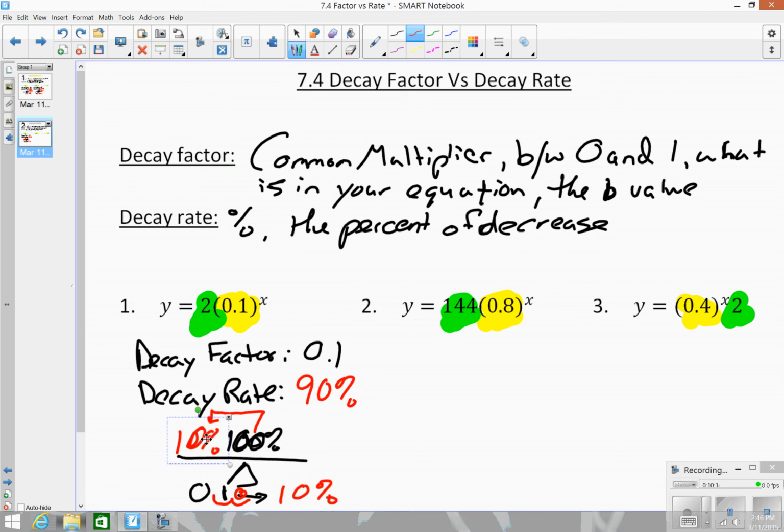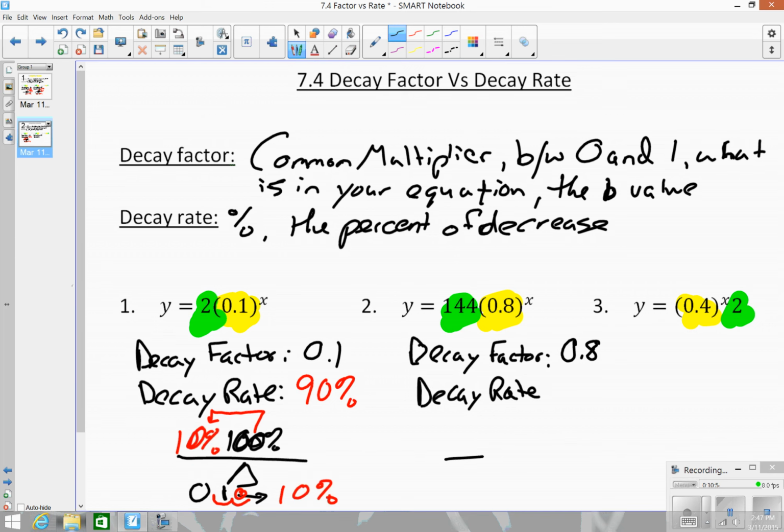So let's do one more. If we have y equals 144 times 0.8 raised to the x, let's talk about our decay factor and decay rate. That's not what I wanted. Go back. Here we go. Good. So our decay factor is what's inside the parentheses. So in this case, 0.8 is our decay factor.